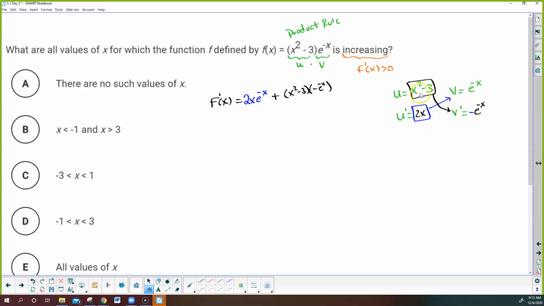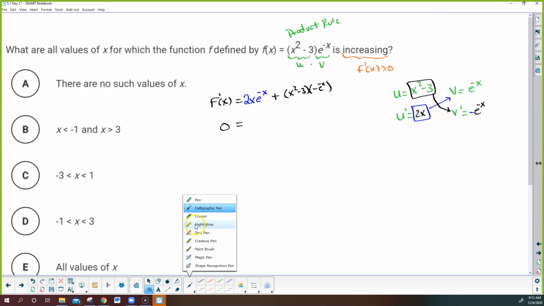So once we have the derivatives of the first and the second, we're going to apply the product rule. So the derivative of the first is 2x times the original second. That's the blue part. And then we've got x squared minus 3 times the derivative of the second. And notice how I didn't distribute or anything. I'm just going to leave it because I need to figure out when this derivative is equal to 0.